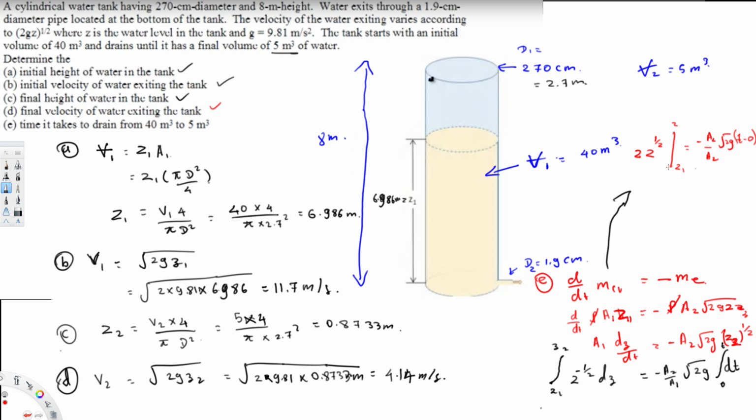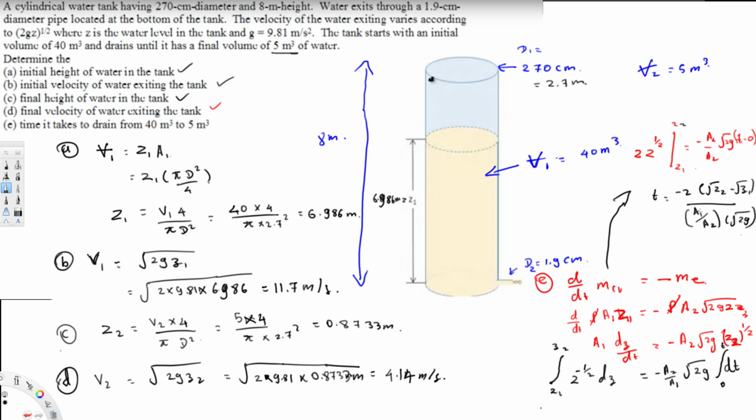So let's write everything in terms of time, because that's what we are trying to find. So t is going to be equal to minus 2. So this is z1 to z2, right? So this is going to be square root of z2 minus square root of z1. In the bottom we are going to have A1 over A2 times square root of 2g.